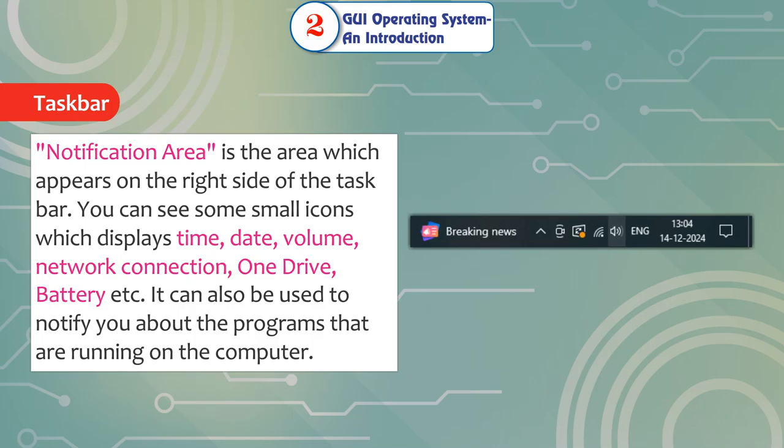Notification area is the area which appears on the right side of the taskbar. You can see some small icons which display time, date, volume, network connection, OneDrive, battery, etc. It can also be used to notify you about the programs that are running on the computer.